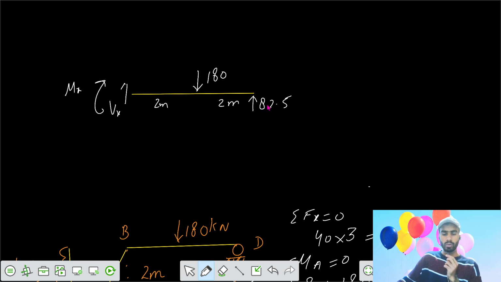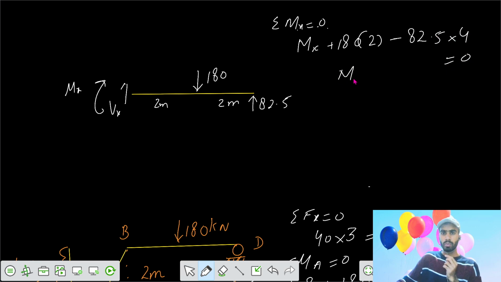We can write 82.5. That I can write summation Mx equals to 0. Summation of moments at x equals to 0. Then we can write bending moment at x clockwise plus your 180 into your 2 meter, then minus 82.5 for length of 4 meter equals to 0. So your moment at x becomes 170 kilonewton meter. Then similarly we can write shear force.